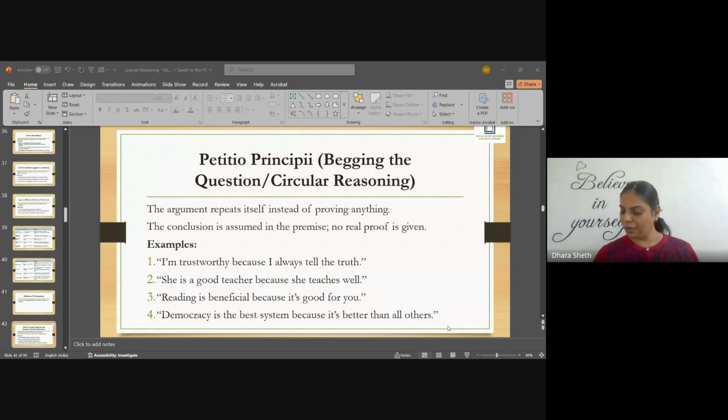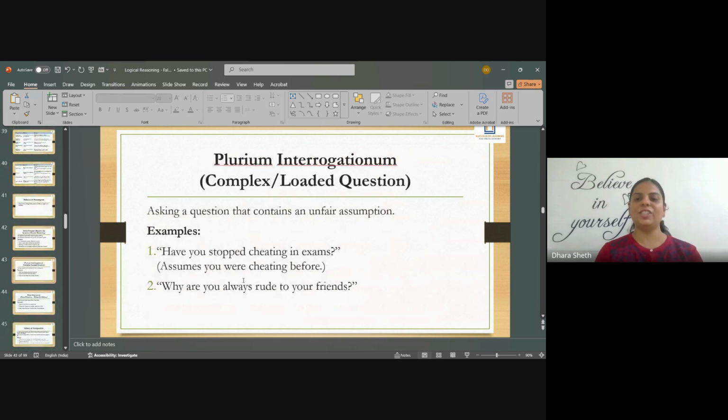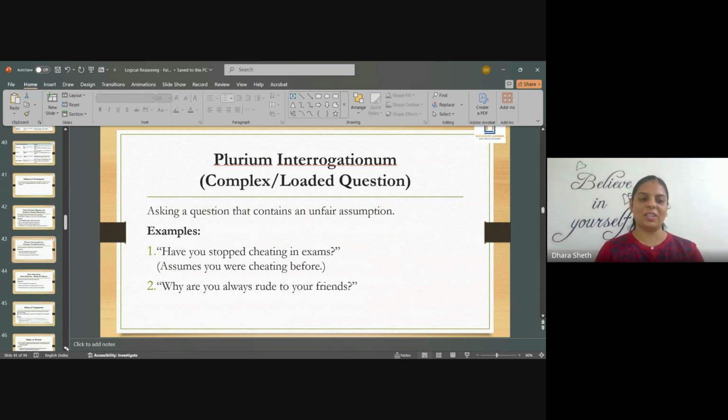Okay. So for presumption, there is a problem with reasoning. Next, plurium interrogationum. Interrogation is an English word, and this num is Latin. It is also simply called complex question or loaded question.